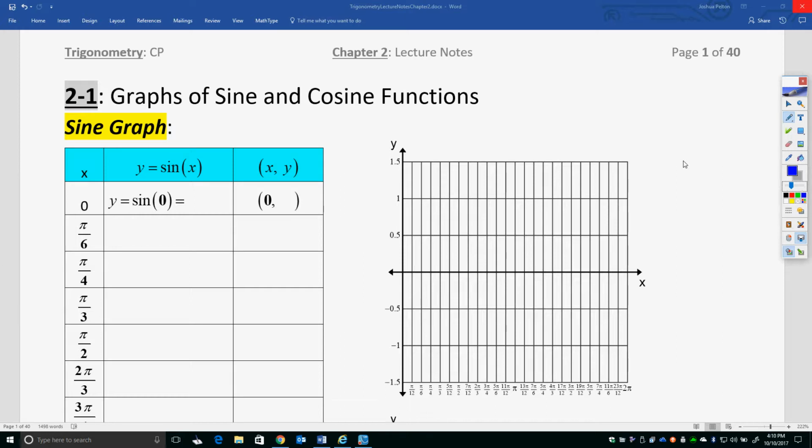Professor Belton. This is Trigonometry Chapter 2, Section 1, Graphs of Sine and Cosine Functions. This is Part 1 of 3.